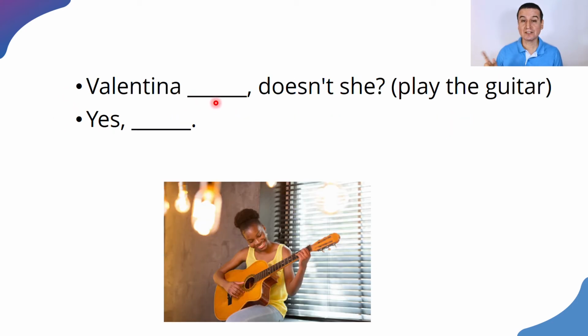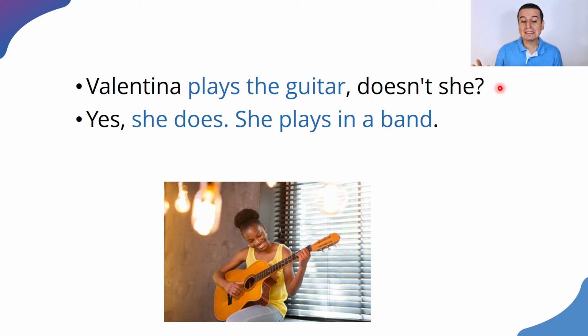Valentina, singular, and then doesn't she. That will be present and affirmative in the main statement. Valentina plays the guitar. All right, doesn't she? No, she does. I'm sorry. Yes, she does. She plays in a band, just to give it more context. Listen to the pronunciation. Valentina plays the guitar, doesn't she? Yes, she does. She plays in a band. All right. I hope you had every answer correct in terms of what verb form you used, what verb tense, and whether it's affirmative or negative, that you had all that correct. All right. Thank you very much.